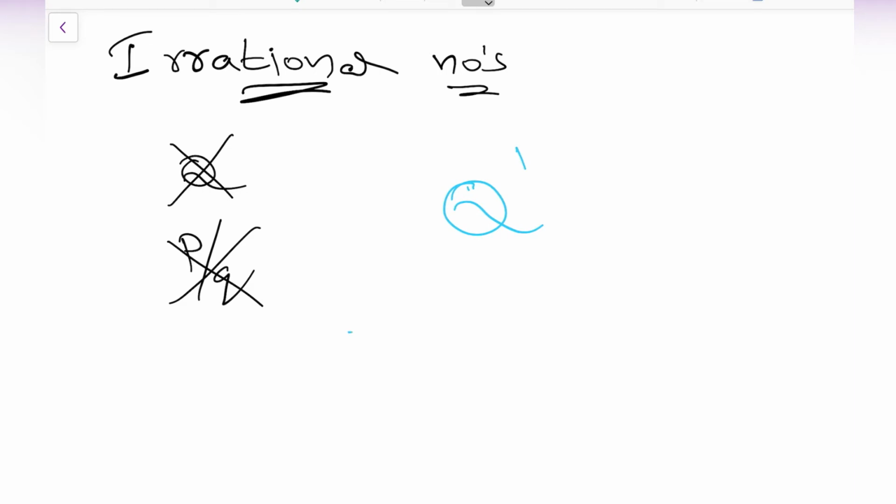For example, root 2 is an irrational number. Root 3 is an irrational number. Root 17 is an irrational number. Pi is an irrational number.